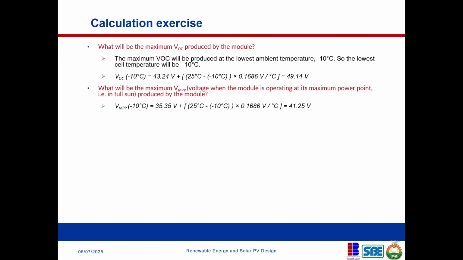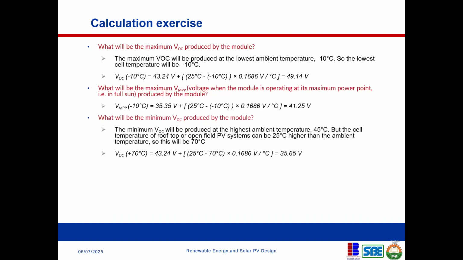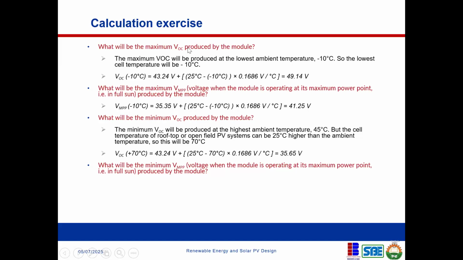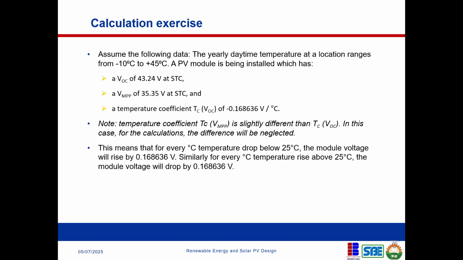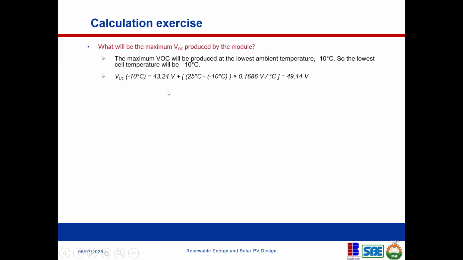I don't know if we have all the time, but I will just walk us through this calculation. So the question is, what will be the maximum open circuit voltage produced by the module? Now it's still talking about the details that we have here, the module that has these specifications, right? Now it's asking us what will be the maximum open circuit voltage produced by the module.